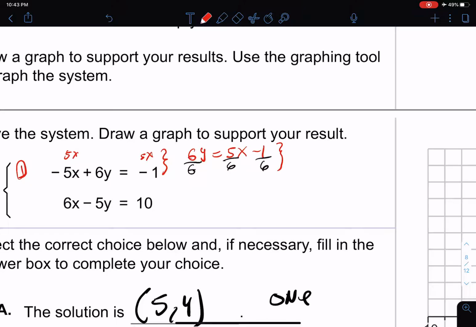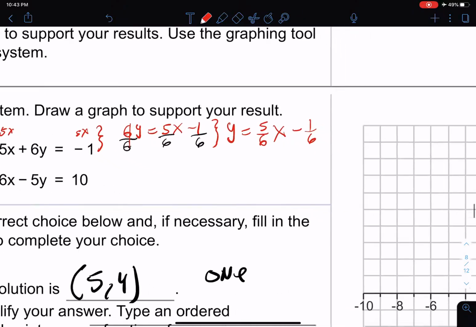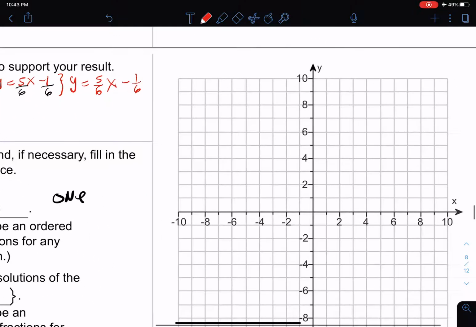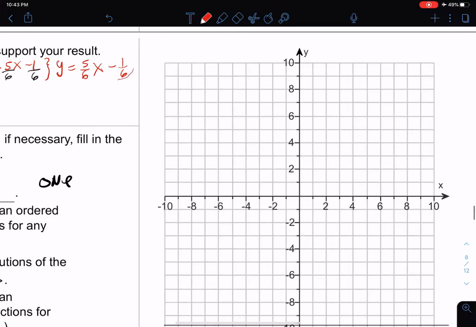That's going to give us, right, y equals 5/6 x minus a sixth. Let's deal with that nightmare right now. The y-intercept is negative 1/6. Well, that's 1.